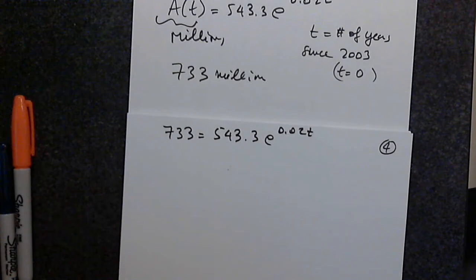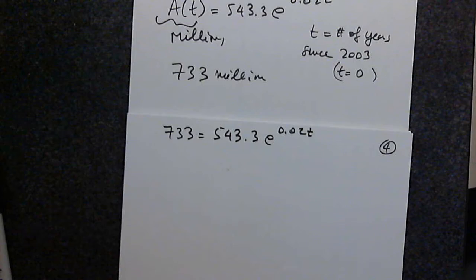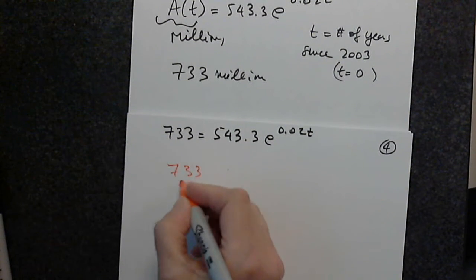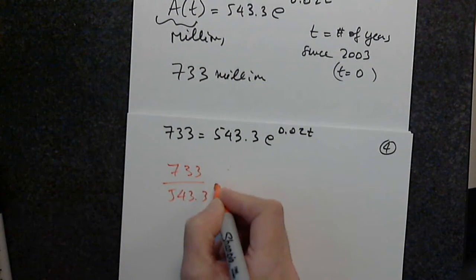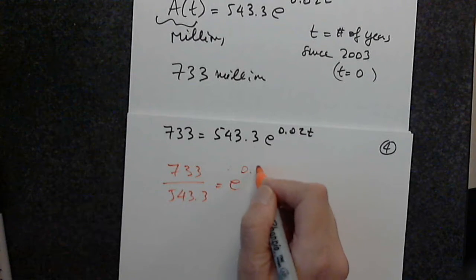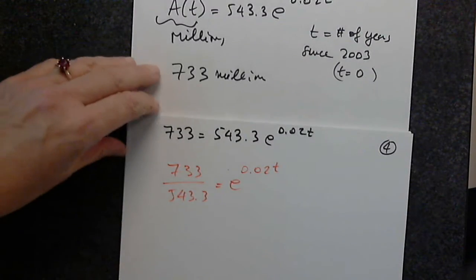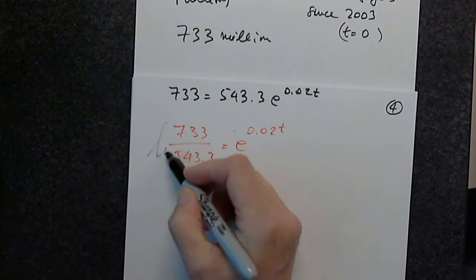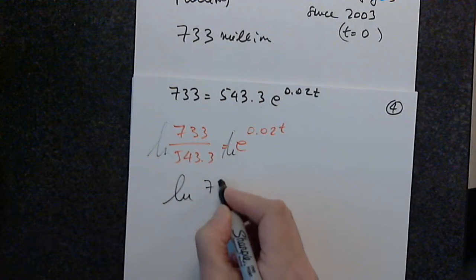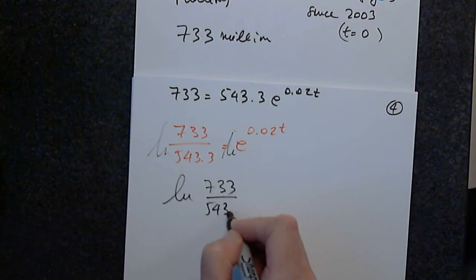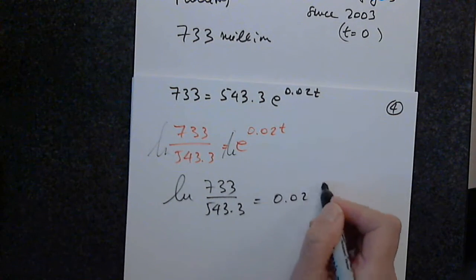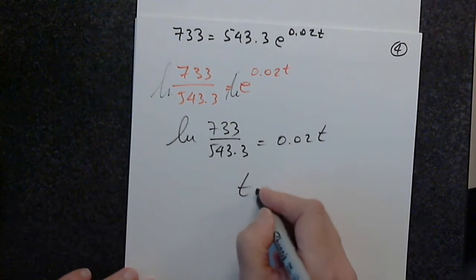Then what? Of course, I have to get it ready for natural log. I can't apply natural log in this case. I mean, I could, but it's messy. It's easier if I simplify first. Okay, so now, indeed, we apply natural log. So natural log 733 over 543.3 equals 0.02t, and then I can determine t.